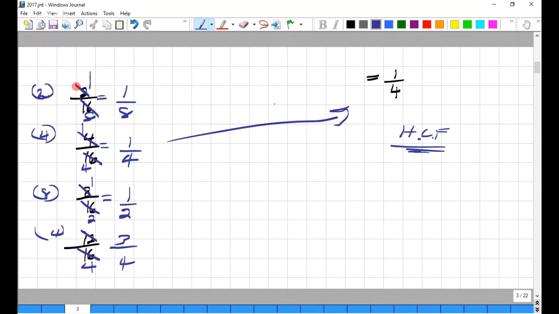They wanted to know if we understand the process of reducing fractions, so that we can find the fraction that is equivalent. Got it? Yes, sir.